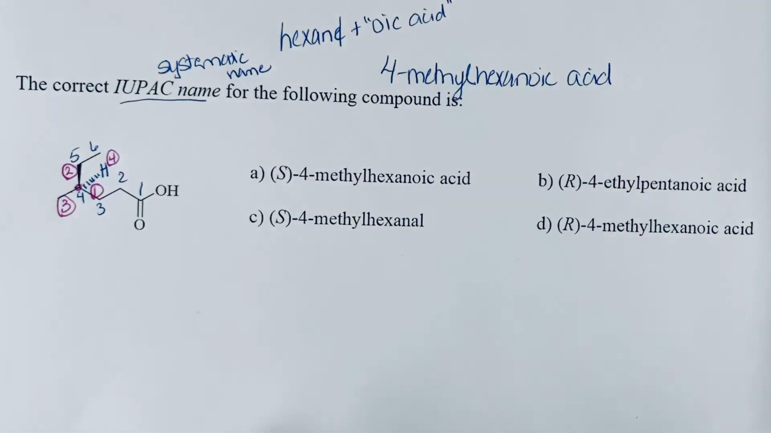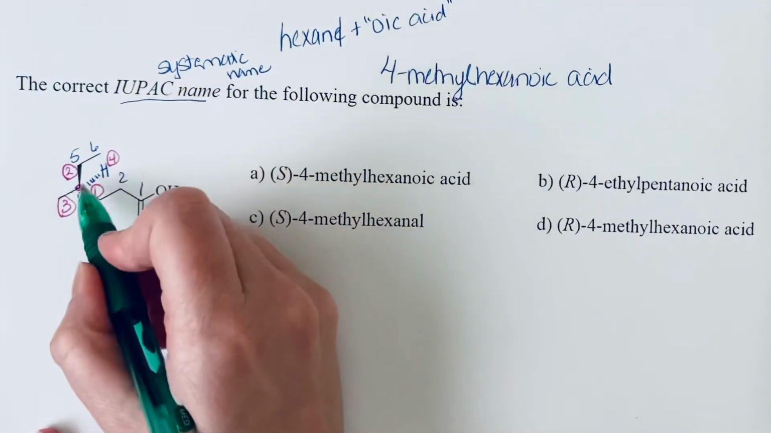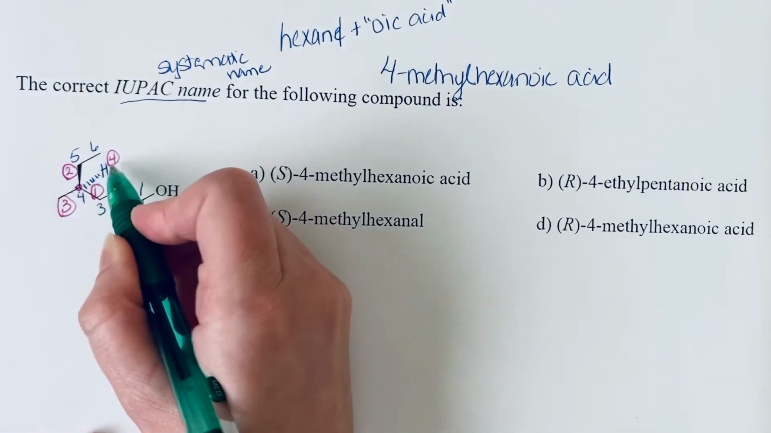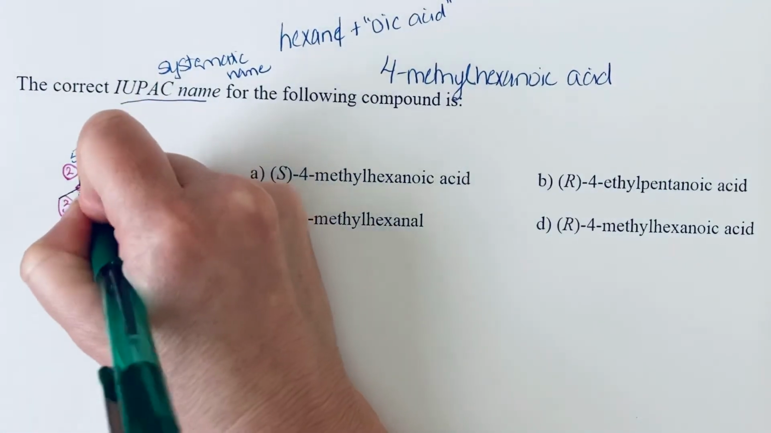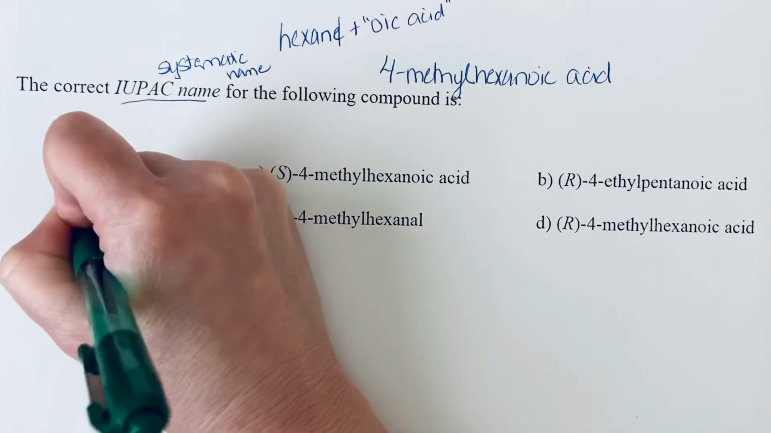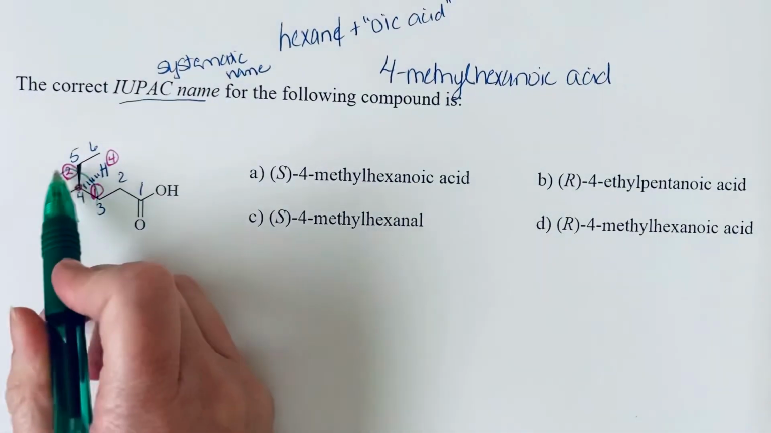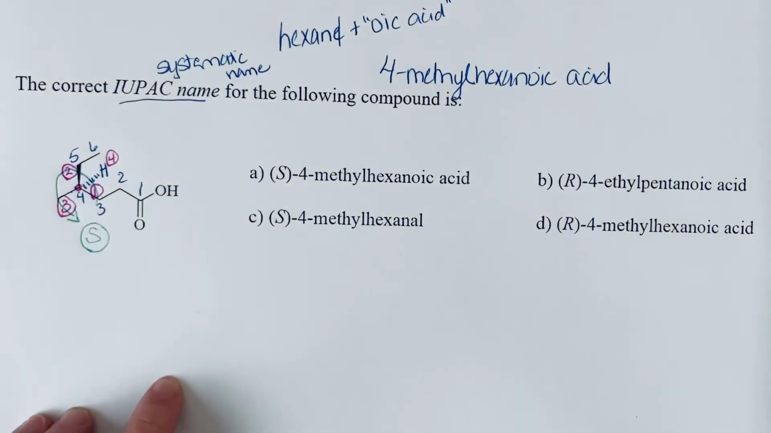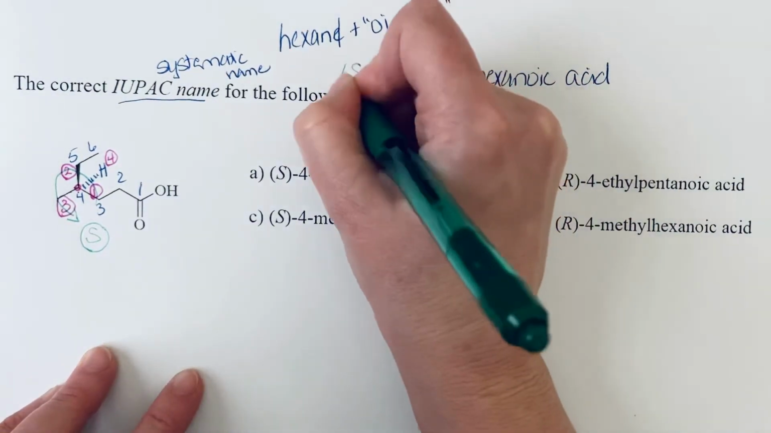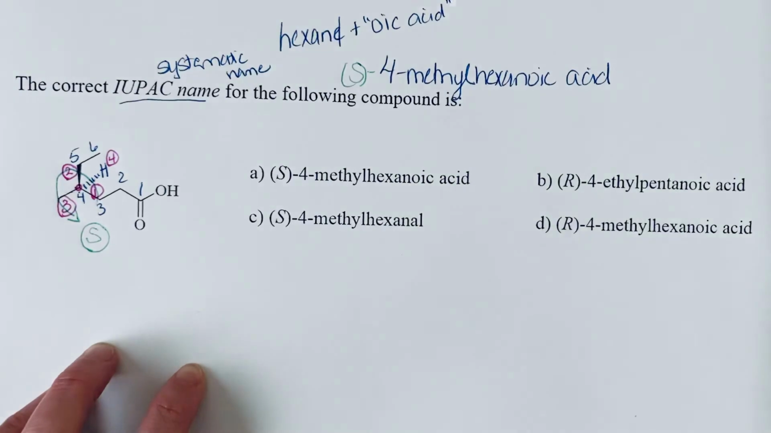To assign R and S, we draw the arc. Once that lowest priority group is oriented away from you, and we were lucky it came that way, we didn't have to redraw it, we draw an arc from 1 to 2 to 3 and see what direction that's going. Since this is counterclockwise, that chiral center is S. So this is S-4-methylhexanoic acid, which is option A.